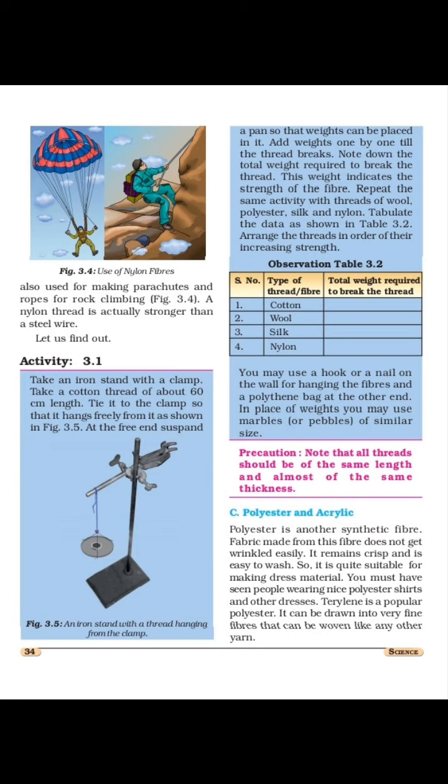What are synthetic fibers? Types of synthetic fibers. In that, we learn about rayon, which is also called artificial silk. Then nylon, and where nylon fibers are used. We are aware that nylon fiber is very strong. That's why it is used in parachutes and for making ropes for rock climbing.